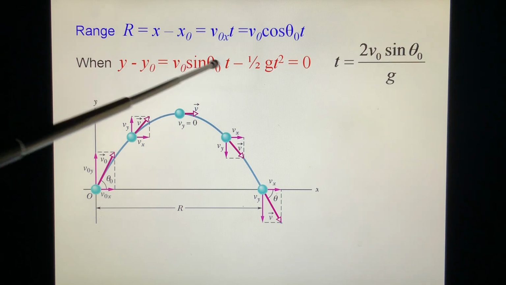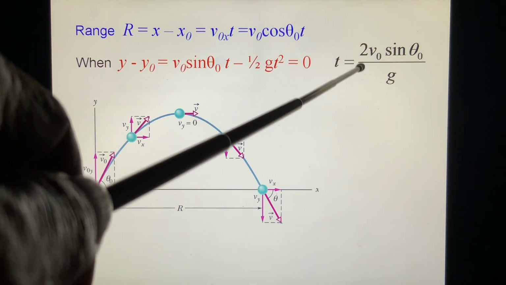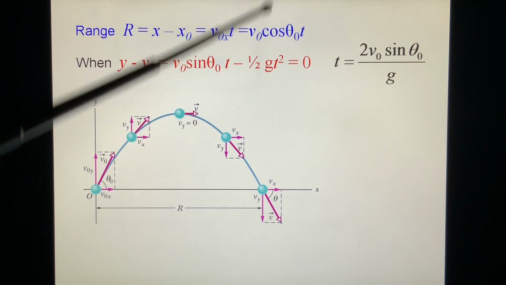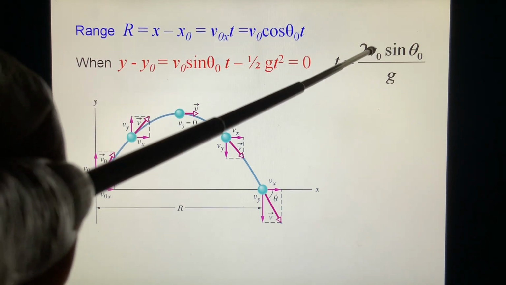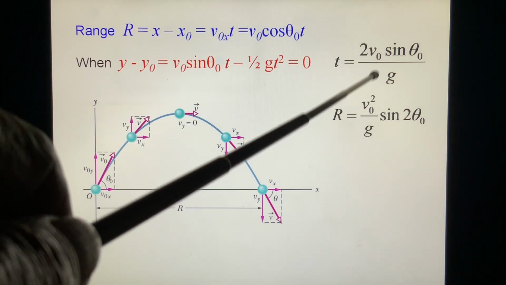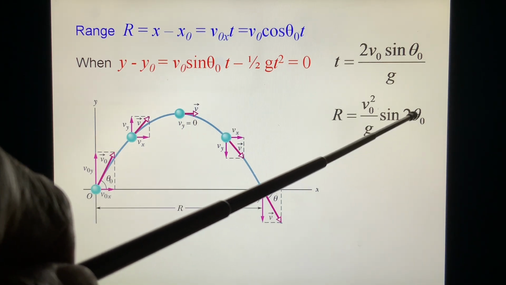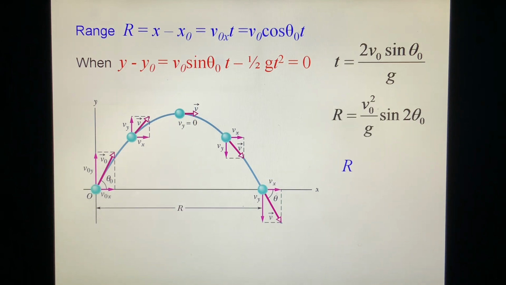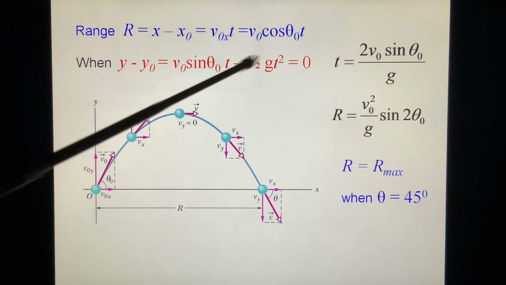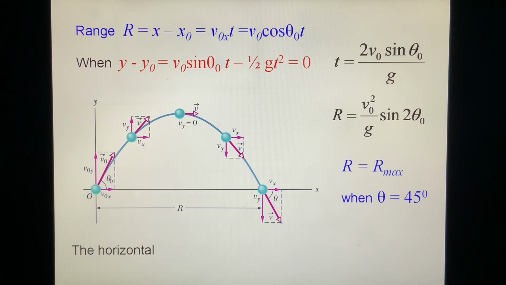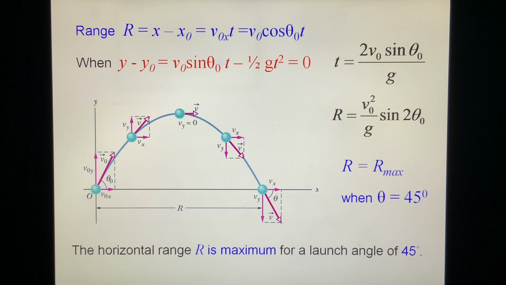So this one, you make it zero, you get t. You put it here, two sine theta zero cosine theta zero is sine two theta zero, times V0 squared. So the range is V0 squared over g times sine two theta zero. This is the range. So range R is a function of theta zero. And we can tell that when theta equals 45 degrees, with the same V0, we get the maximum range. The horizontal range R is maximum for a launch angle of 45 degrees, of course with the same velocity V0.